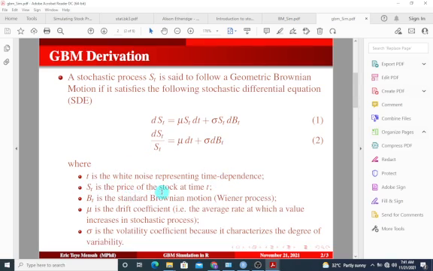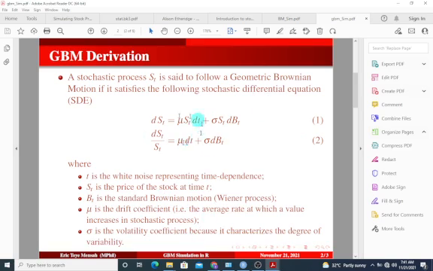S_t is the price of the stock at time t. B_t is the standard Brownian motion or the Wiener process. Mu is the drift coefficient, that's the average rate at which a value increases in a stochastic process. And sigma is the volatility coefficient, because it characterizes the degree of variability.